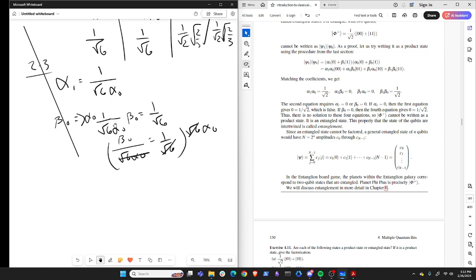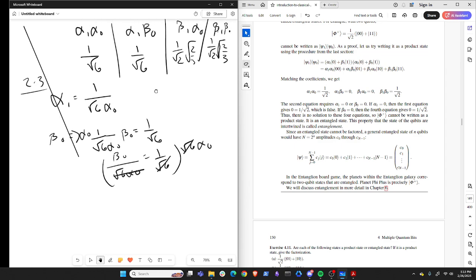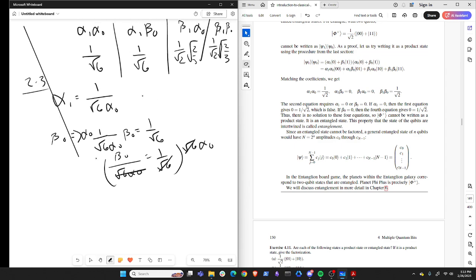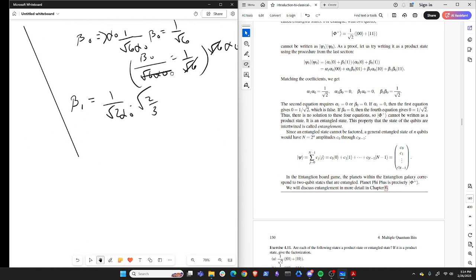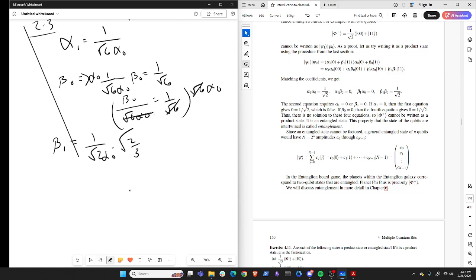Okay, now we can move forward and solve for beta 1 in terms of alpha sub 0. And that's just equal to 1 over square root of 2 alpha 0 times square root of 2/3. So now we have enough to go and put things into our two formulae. So, and we can solve.